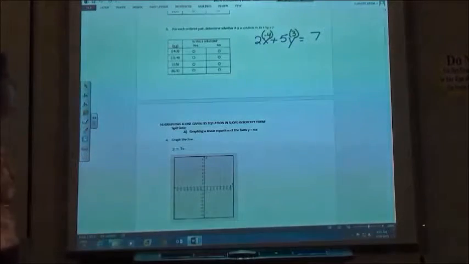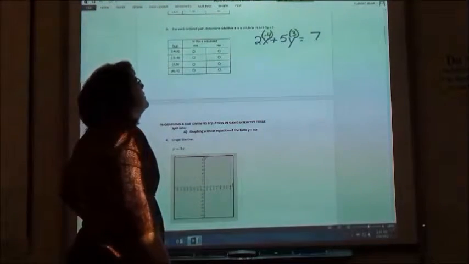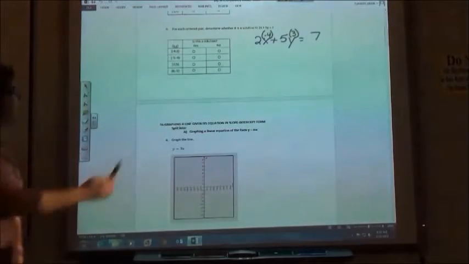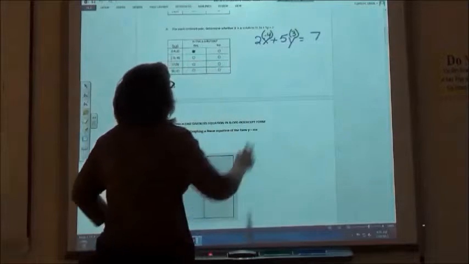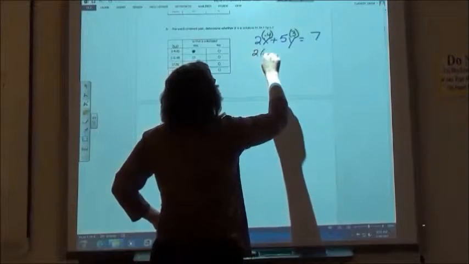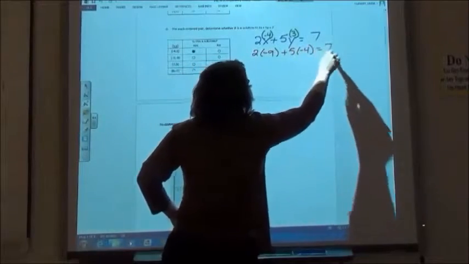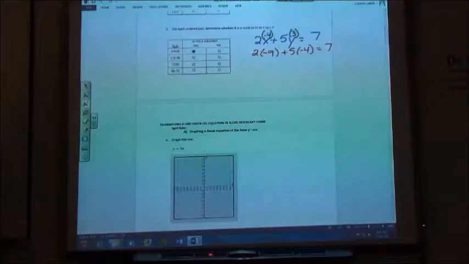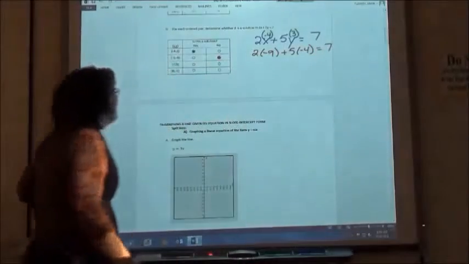So 2 times -4 plus 5 times 3. Does that give me 7? Yep. Yes, it does. And then I check the next one. The next one says I'm going to take 2 times -9 plus 5 times -4. Does that equal 7? No. Nope. -18 minus 20 is certainly not going to be 7.